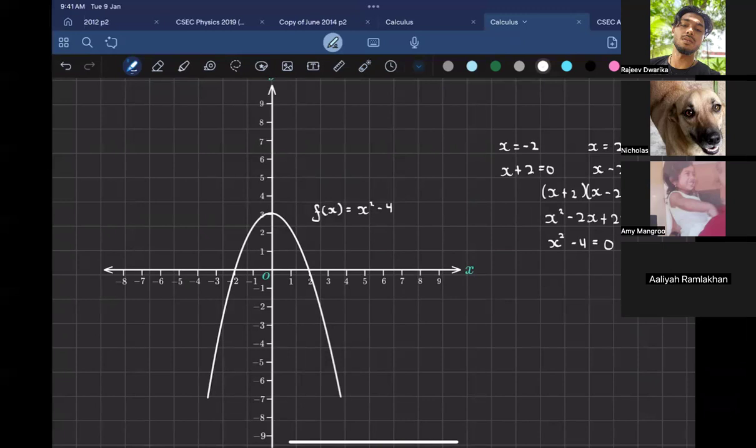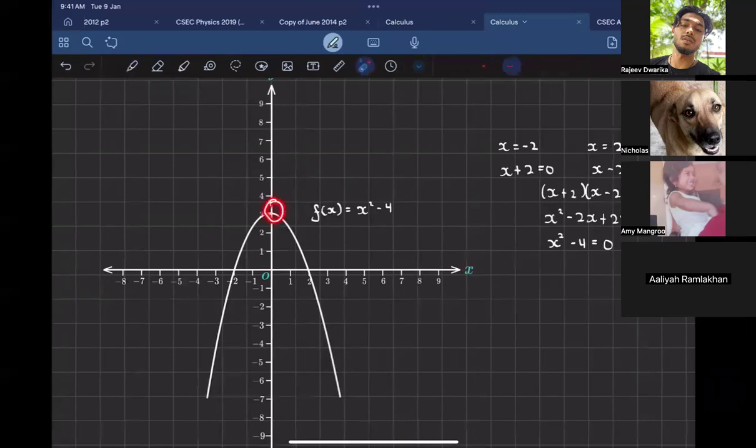Aliyah, what do I call this point here from maths? What point would I call that? What's the name of this point? Anybody? Nicholas, Amy, this point over here. I have several names for it.